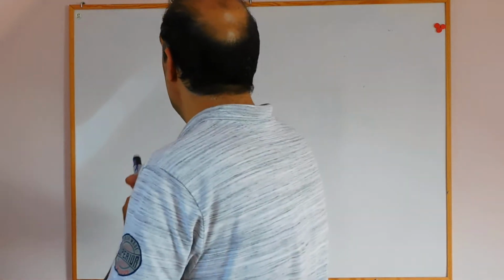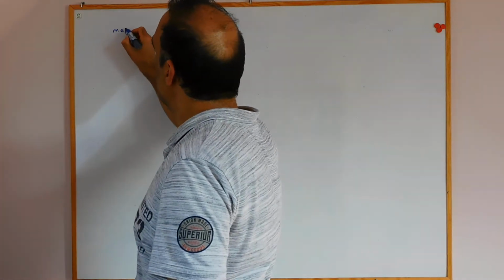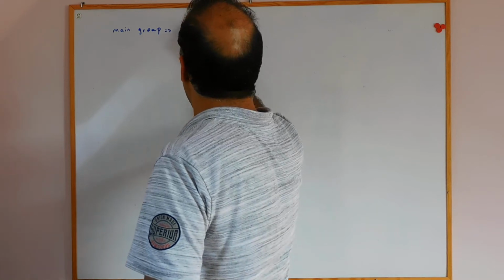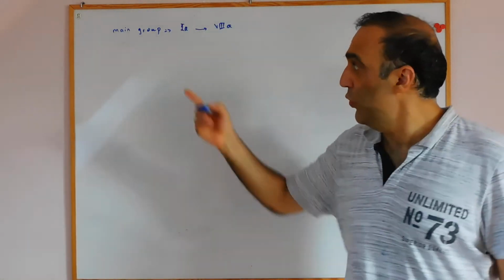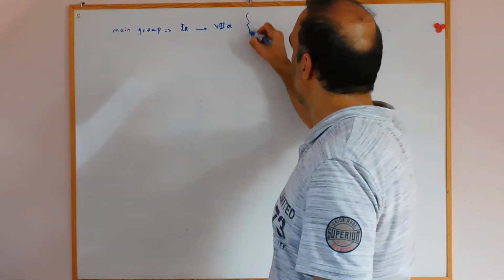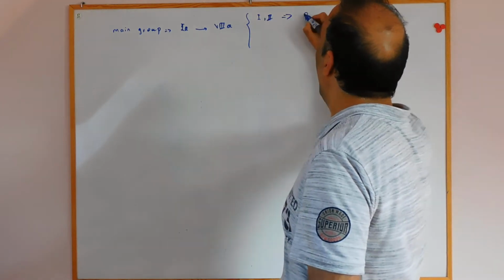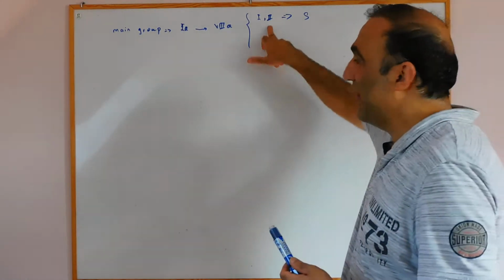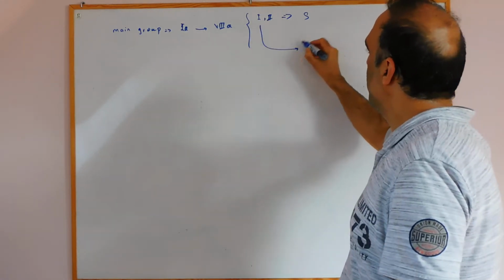In the periodic table we have the main groups from 1A to 8A. The groups 1A and 2A are s orbital filling. The first one is the alkali metals, and the second one is the alkaline earth metals.